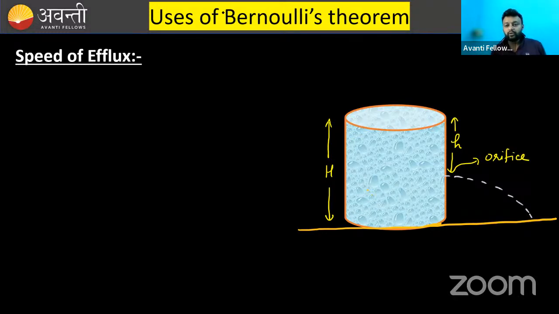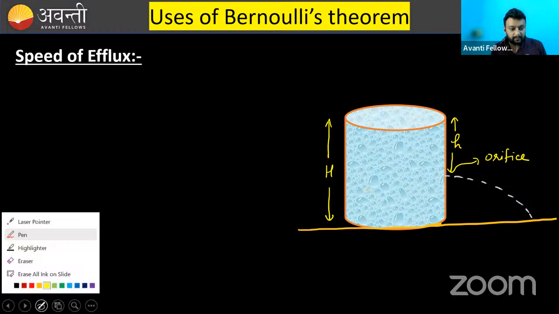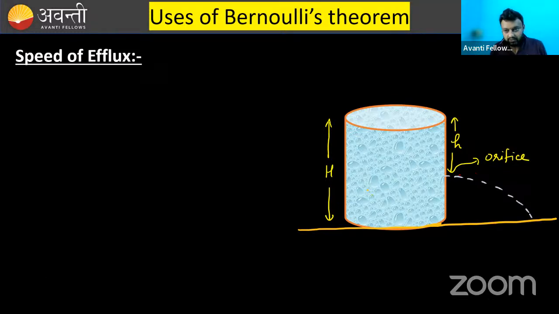Now, what you need to do is calculate the velocity of the fluid coming out of the orifice. That means you need to calculate this velocity. Which velocity? This velocity. The velocity with which liquid is coming out of the orifice. Clear?